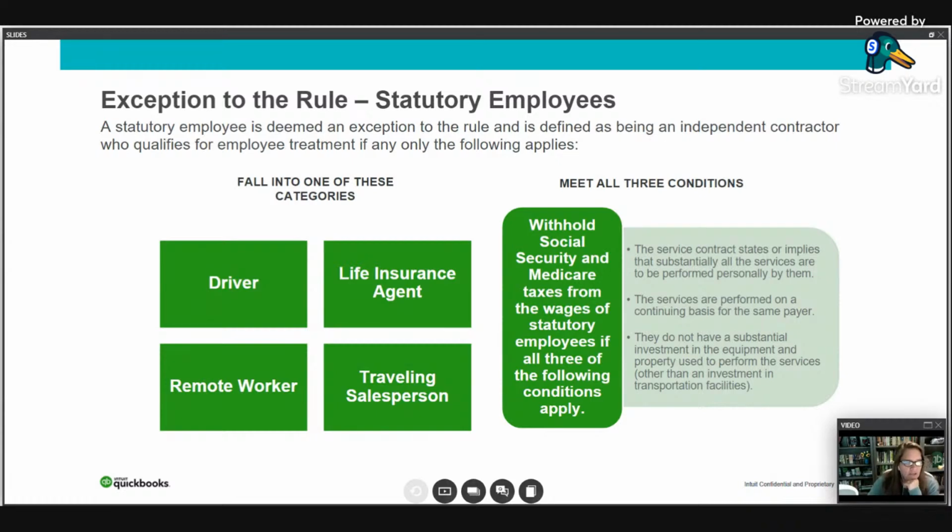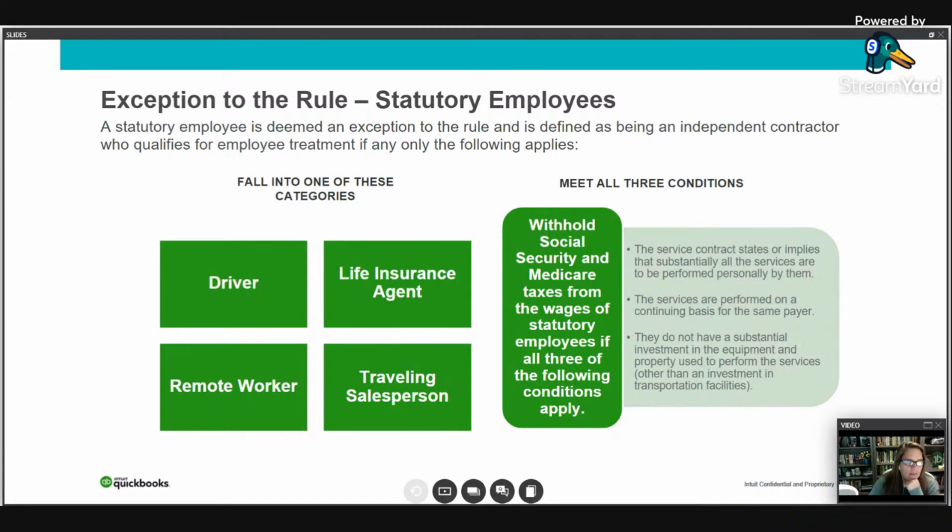So one of the things you can look up is Publication 15A. It's the Employer Supplemental Tax Guide. You can refer to that for a lot more information about this.